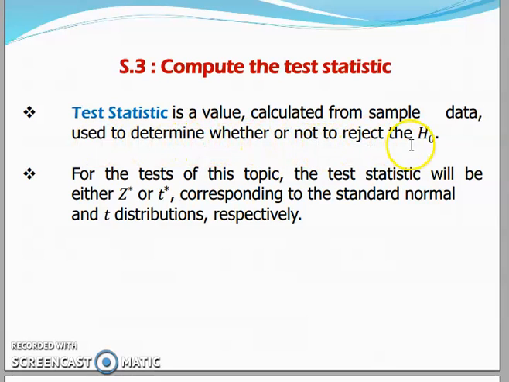reject the H null. So for this topic, the test statistic that we're going to use is either Z star or T star, corresponding to the standard normal distribution, which is the Z, and also the T distribution, which is the T.